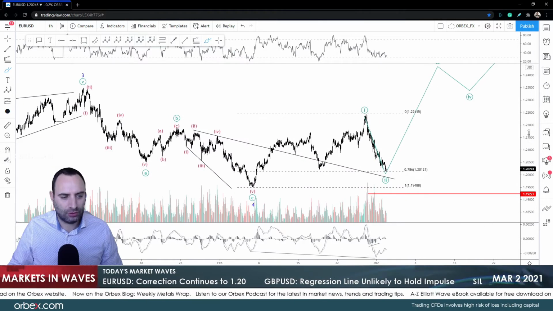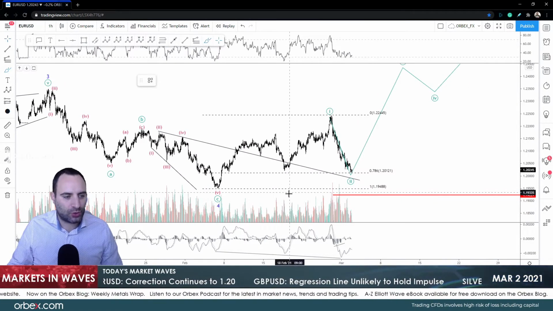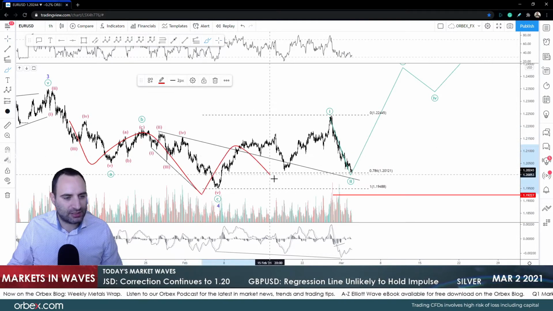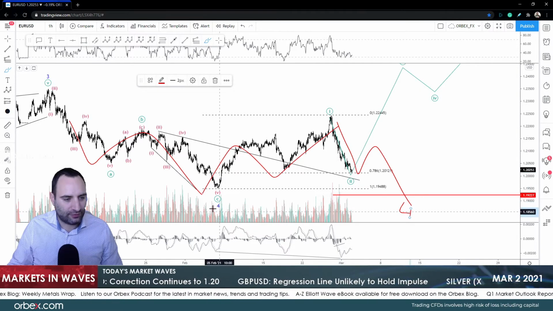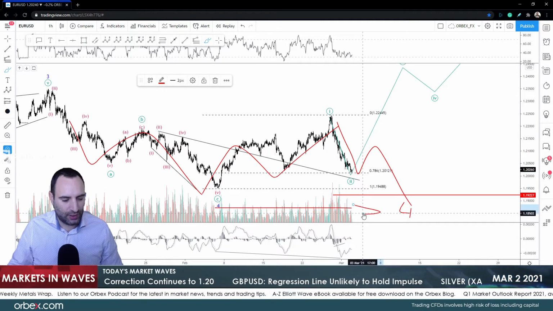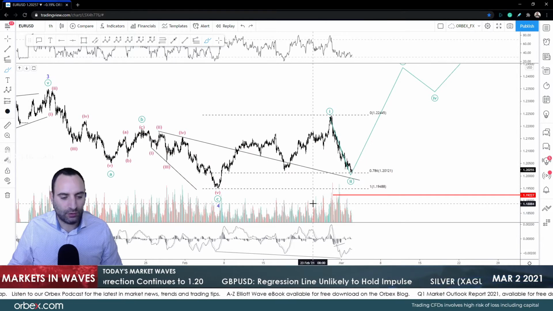Now on euro dollar, obviously the first scenario also would be that this is an ABC, and we're going to get an ABC as well. And then wave 4 is going to be down here, which means that we're going to get a double three or a double zigzag as well in wave 4.